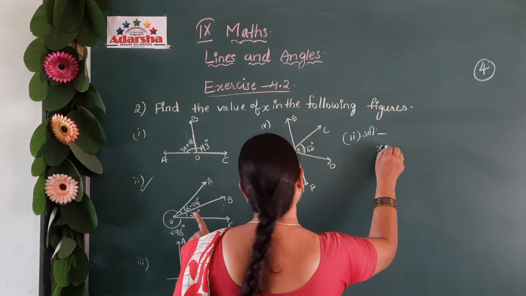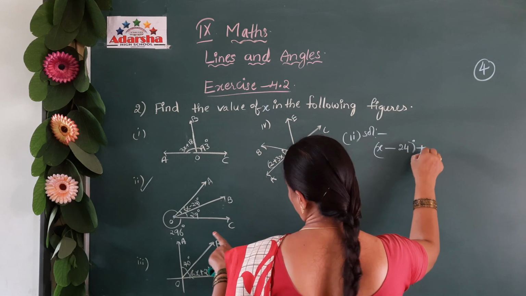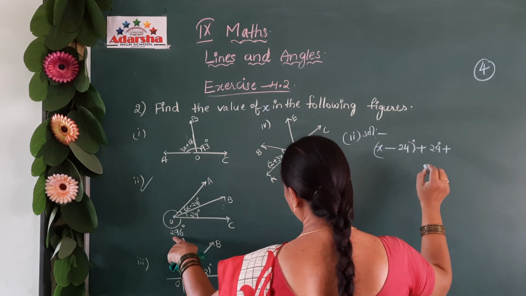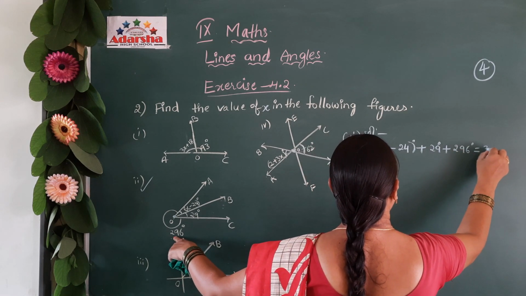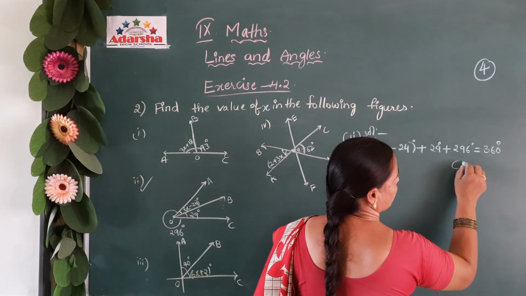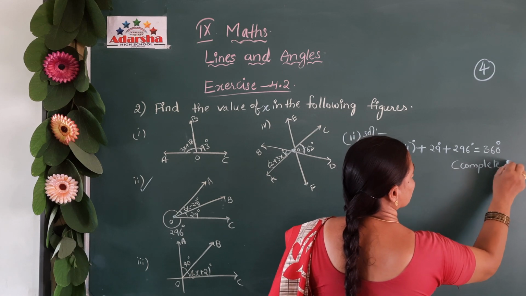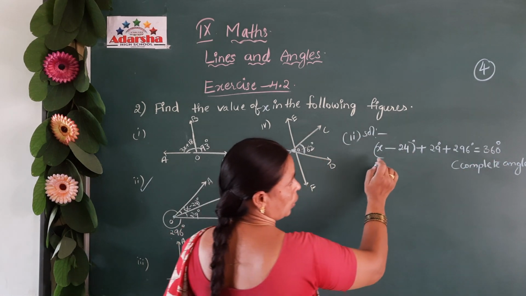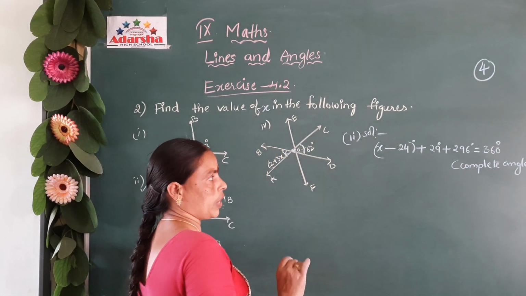Okay. So x minus 24 degrees plus 29 degrees plus reflex angle measure 296 degrees is equal to 360 degrees. Okay, complete angle measure. Complete angle equal to 360. Okay, now simplify this. Solve that equation, then you get the x value.